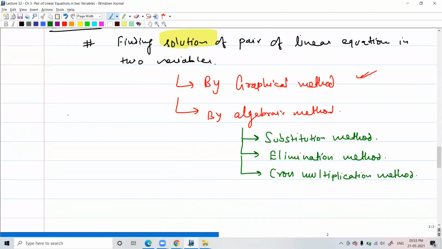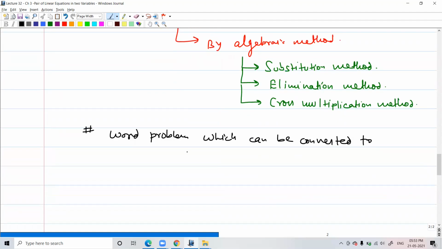And once we have learned all these methods to find the solution, then we will work on some real life situations. Why are we learning all this basically? What is the need of learning this? How to apply this knowledge in real life to solve some real problems? So basically we'll be working on some word problems, which can be converted or transformed into a pair of linear equations in two variables.